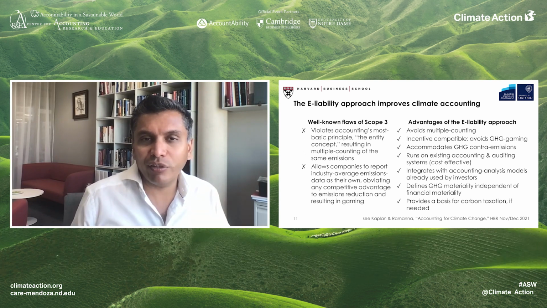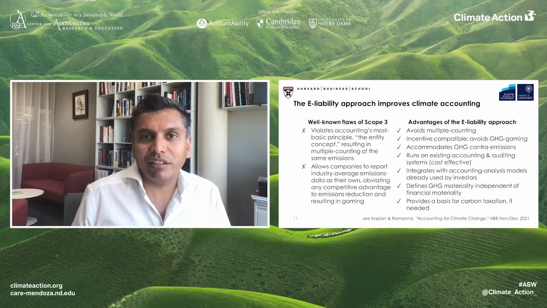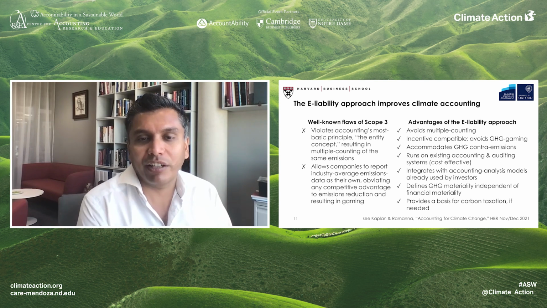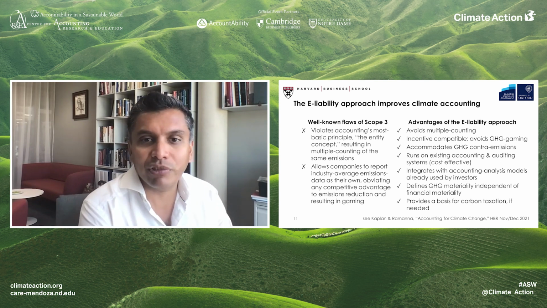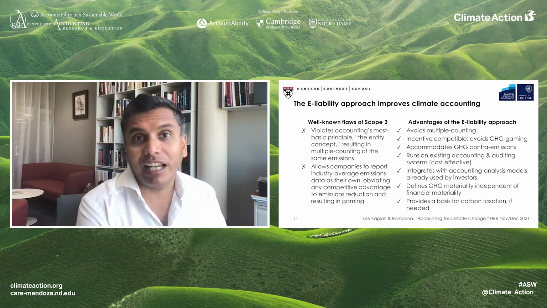Because it also integrates in the way we already do accounting analysis for, say, things like inventory and cost of goods sold, the financial analyst community will be familiar with how to use this data to make estimates of the competitiveness of a company. So we don't need to go back and re-educate a whole bunch of people in the asset management industry on how to use data that comes out of the e-liability system, because it uses the same principles as inventory and cost accounting. And importantly, e-liability can define the GHG materiality of a company independently of its financial materiality, if that's the direction that regulators want them to take. Of course, different jurisdictions might have different views on that.